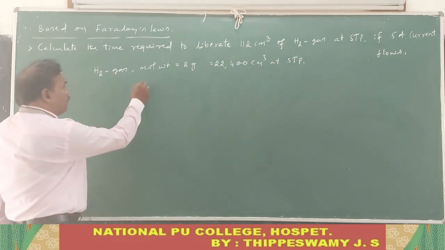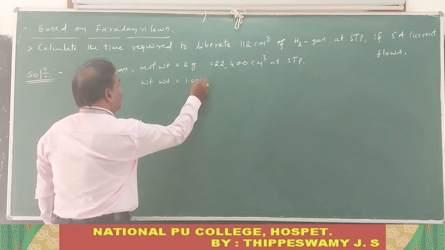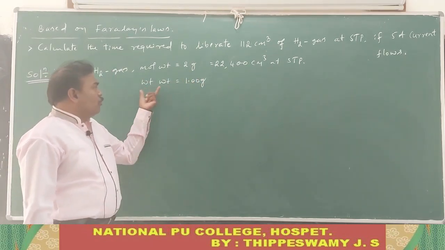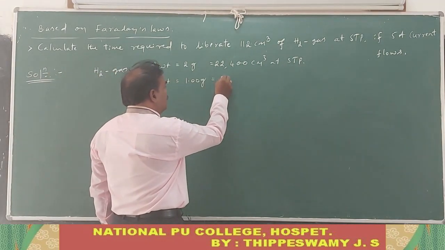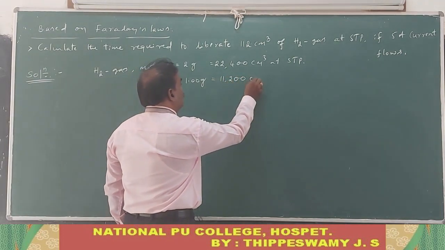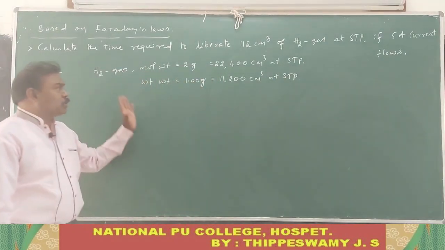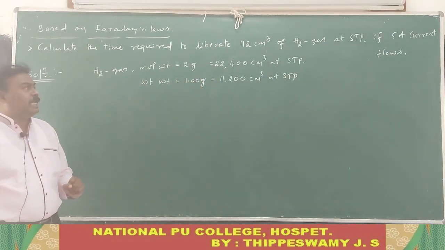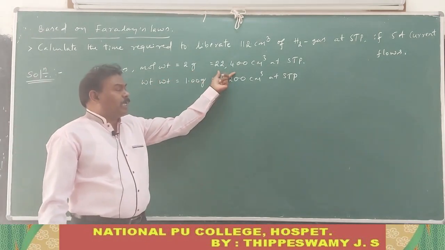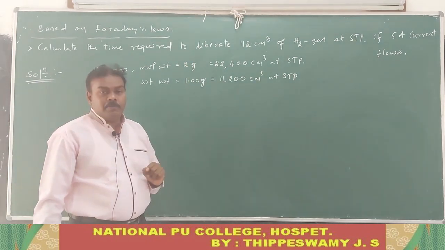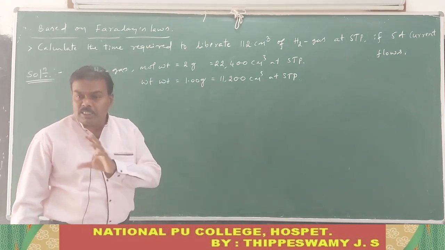What is the equivalent weight of hydrogen? It is 1.00 gram only. What is the volume occupied by one equivalent weight of hydrogen? It is 11,200 cm cube at STP. So we should know these points: the molecular weight of hydrogen, the equivalent weight of hydrogen, the volume occupied by the hydrogen gas at STP, and the volume occupied by 1 gram equivalent weight of the hydrogen gas at STP.